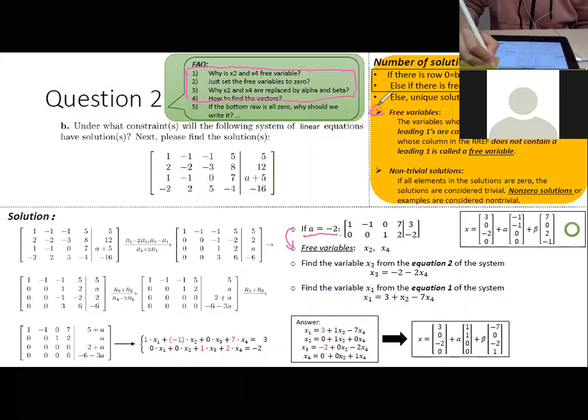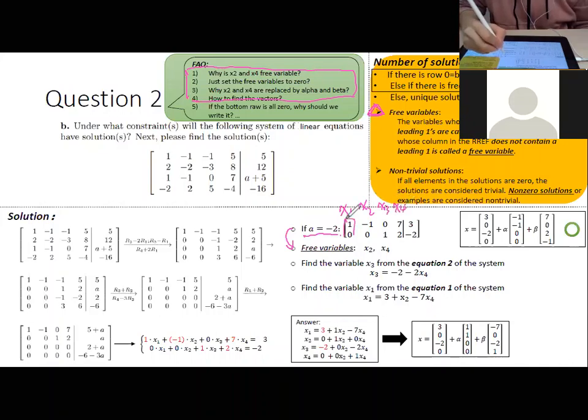Now see this part in the yellow block. We are going to read the definition of free variables. The variables whose columns in the RREF contain leading ones are called leading variables. I think you still remember that the left part of the augmented matrix is the coefficients before variables. So the first column is coefficients for x1, then for x2, x3, x4.